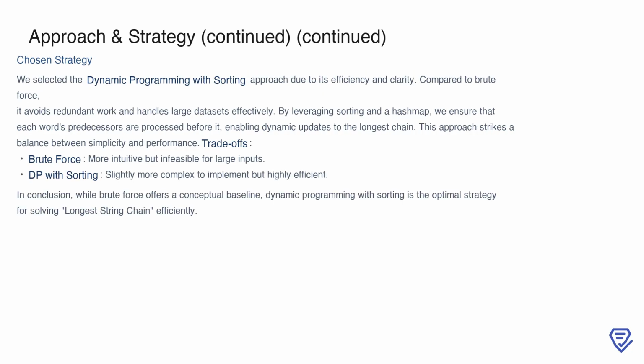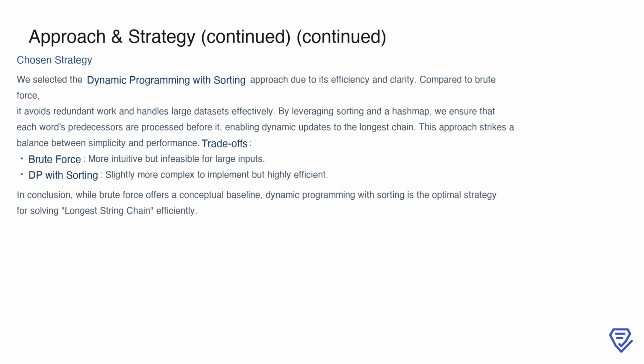Dynamic programming with sorting strikes the right balance between clarity and performance, making it the optimal strategy for solving the longest string chain problem. This method was chosen for its efficiency and ability to handle large inputs effectively. Sorting the words ensures dependencies are resolved in the correct order, allowing us to dynamically update the chain lengths without redundant computations. Compared to brute force, this approach is slightly more complex to implement but offers a significant performance improvement.